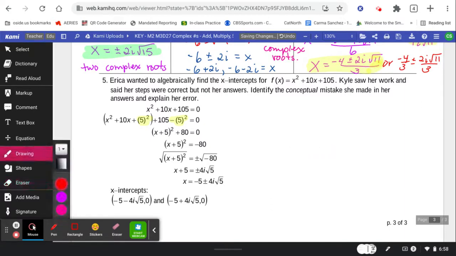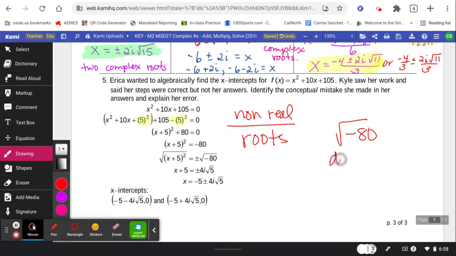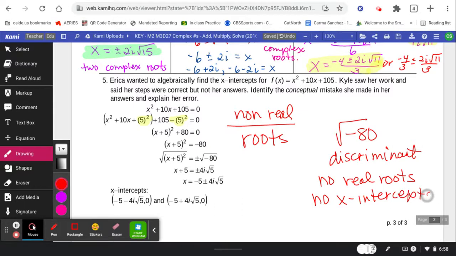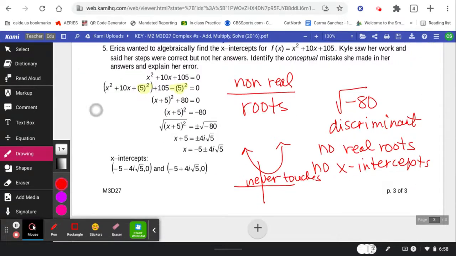But I want to pause for a minute and talk to us about these non-real roots. What makes them non-real is having a negative under the radical. We know that as the discriminant. When we have a negative discriminant, we know that there are no real roots or no x-intercepts, because essentially you have a graph that never touches. So we cannot put these as x-intercepts with a comma 0 because there are no x-intercepts.